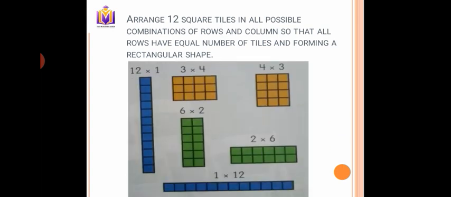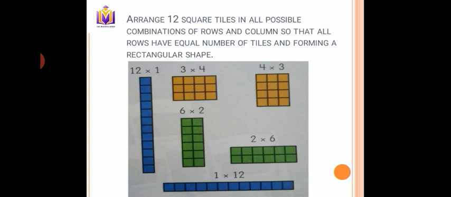Let's see now. There are multiple ways in which we can arrange 12 square tiles. For example, this is 12 multiplied by 1, because in this figure there are 12 rows and only 1 column. Whenever we write like this using multiplication, the earlier number means the rows and the later one means the columns. The second one is 3 multiplied by 4, and 3 multiplied by 4 is also 12. As we can see, here are 3 rows and 4 columns. Then 6 multiplied by 2, there are 6 rows and 2 columns.